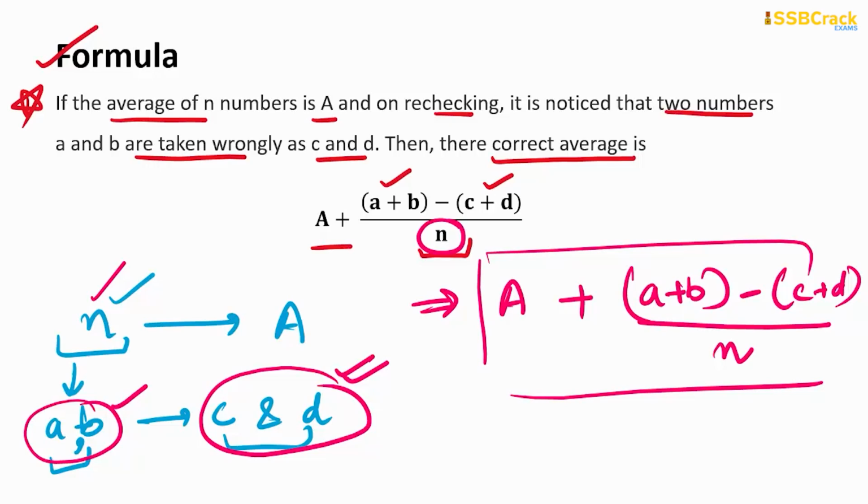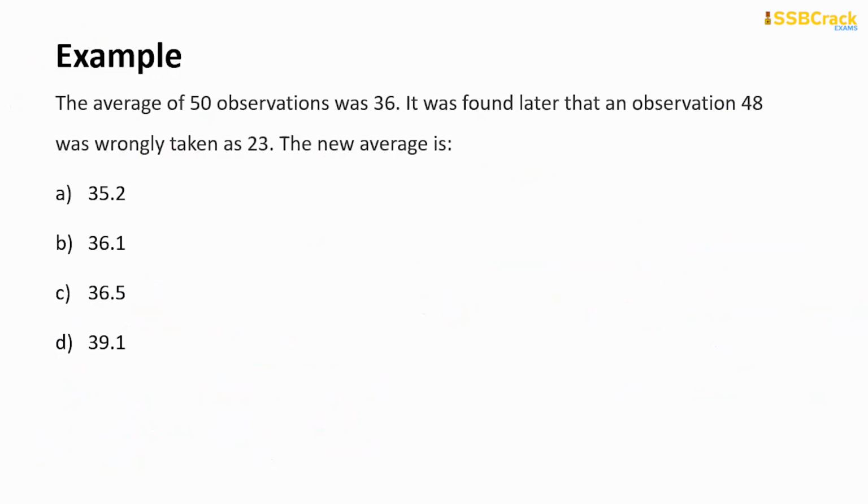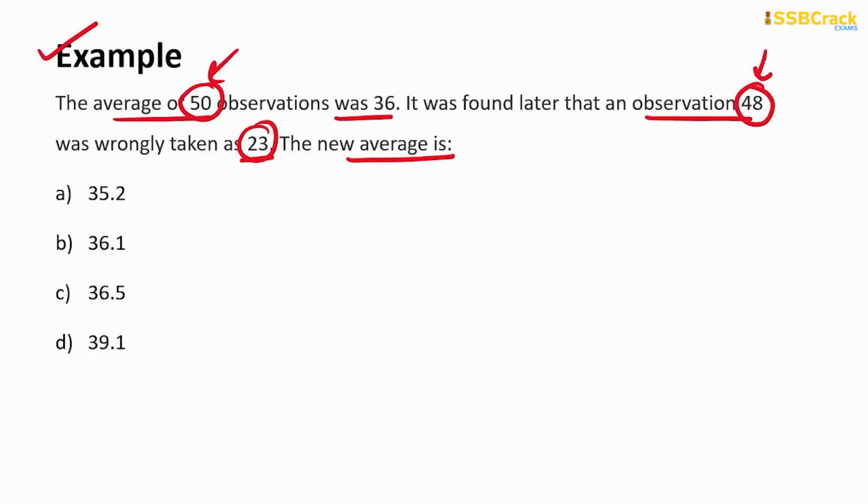Okay. So let's take an example, it will be more clear to you. So here this is the example, and it states that the average of 50 observations was 36. So average of 50 observations is given to be 36. It was found later that an observation 48 was wrongly taken as 23. So out of this 50 observations we have taken one observation, that is 48, wrongly as 23. Okay, and we have to find the correct average.